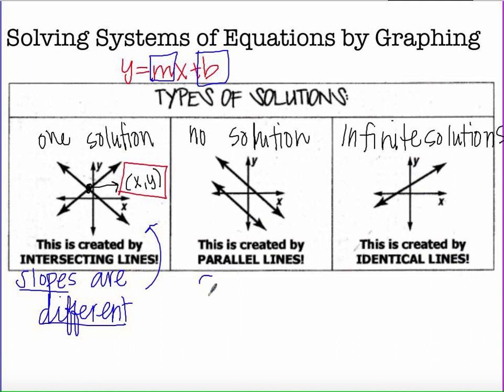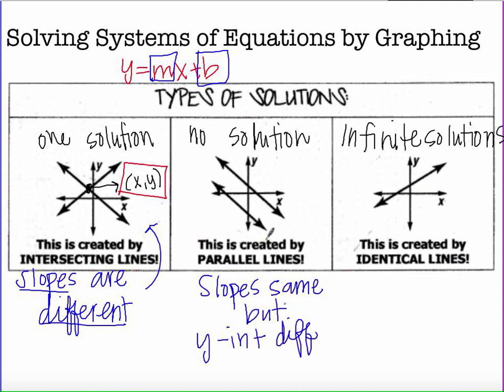If our slopes are the same, but the y-intercepts are different, we know that they're moving at the same rate, but they're not starting from the same place. They're going to be parallel every single time, which means it's no solutions. The last scenario is if the slopes and the y-intercept are the same, then it's going to be the same equation. If everything's the same, it's the same equation, which means it's the same line, which means it's going to have infinite solutions.